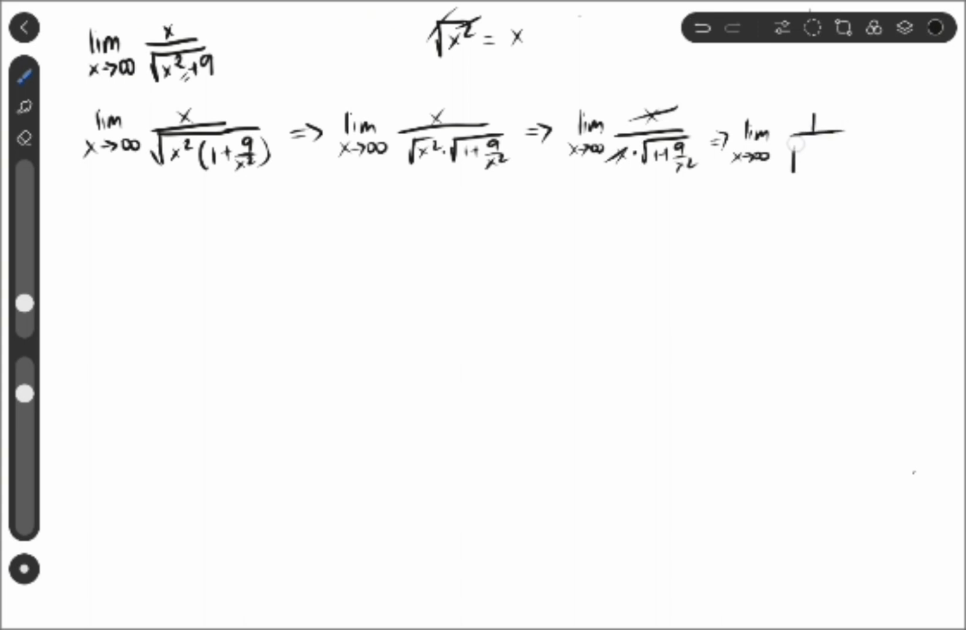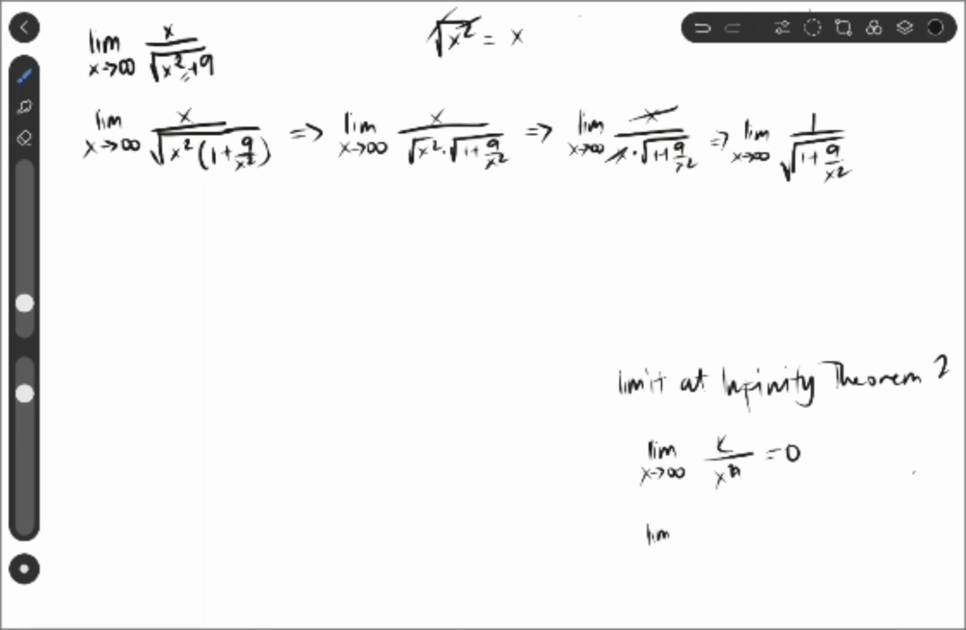The result will be 1 over the square root of 1 plus 9 over x squared. According to limit at infinity theorem number 2, the limit of k over x raised to n as x approaches positive infinity is equal to 0. Therefore, we conclude that the limit of 9 over x squared as x approaches positive infinity is also equal to 0. So, if we apply it to the expression, it will be the limit of 1 over the square root of 1 plus 0 as x approaches positive infinity.